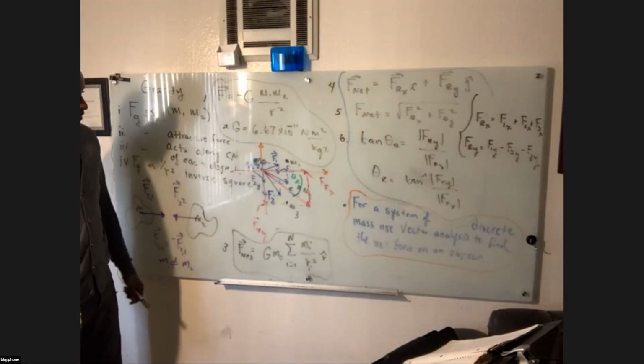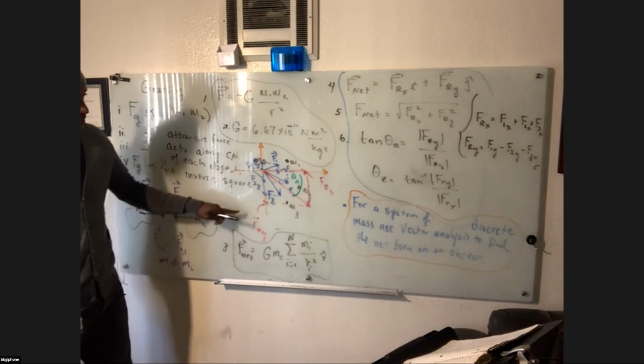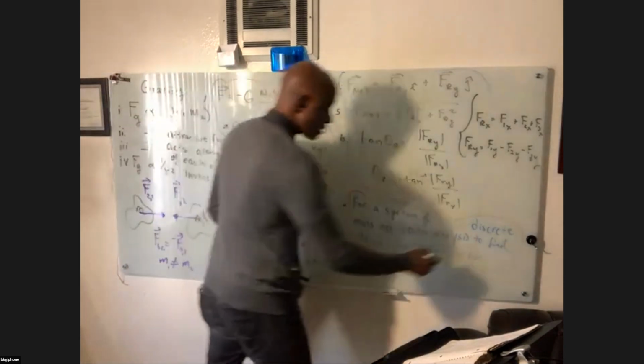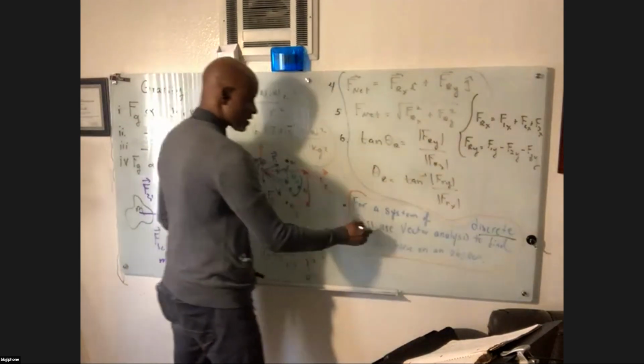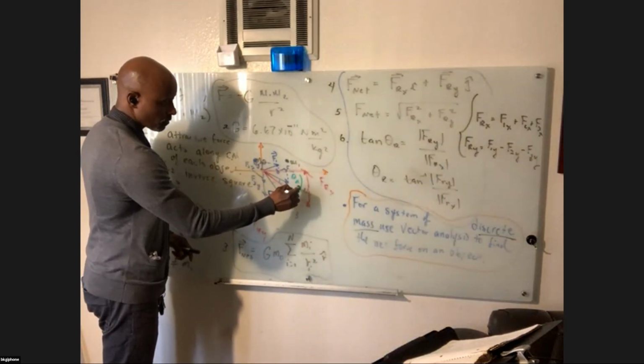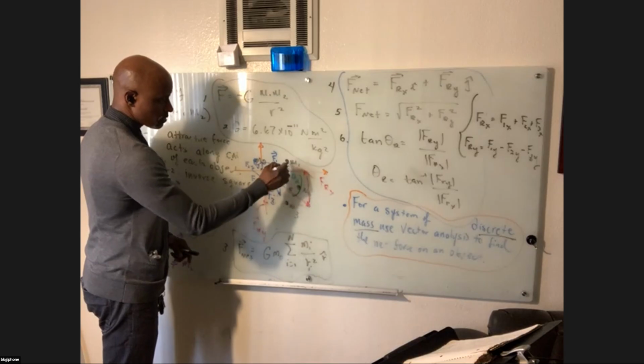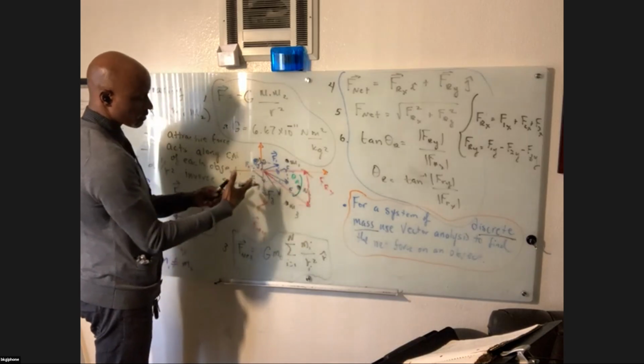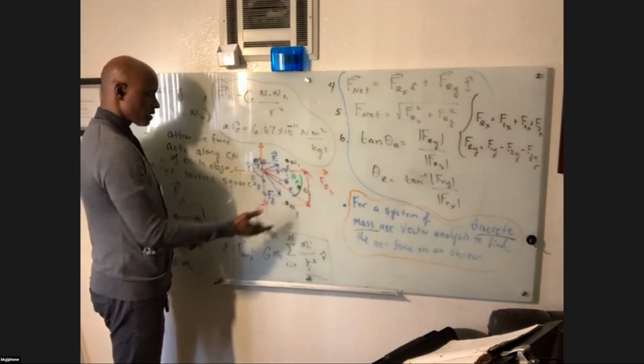So, you know, it's vector analysis for discrete, and this is considered a discrete system of masses because the masses are separate from each other. They're not connected.